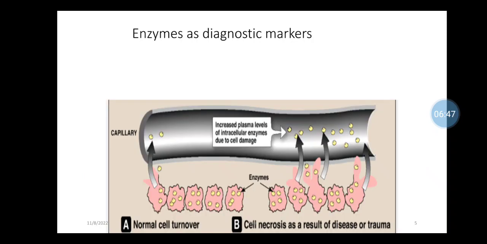This is the diagram which is showing the non-functional plasma enzymes or cell-derived enzymes, and how the cell-derived enzymes appear in the blood. Here in the normal condition, the A indicates normal cell turnover. There are some cells which are normally destroyed after completing their lifespan. Each and every cell has a lifespan.